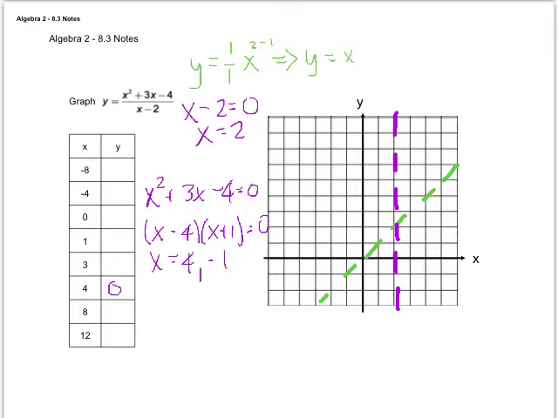Oh, that's backwards, isn't it? This should be a plus right here. This should be a minus right here. So that's going to give us actually 4, negative 4, and 1. So when x is negative 4, I get a 0. And when x is 1, I get a 0. So at negative 4, 0, 1, 2, 3, 4, 0. And at 1, 0.